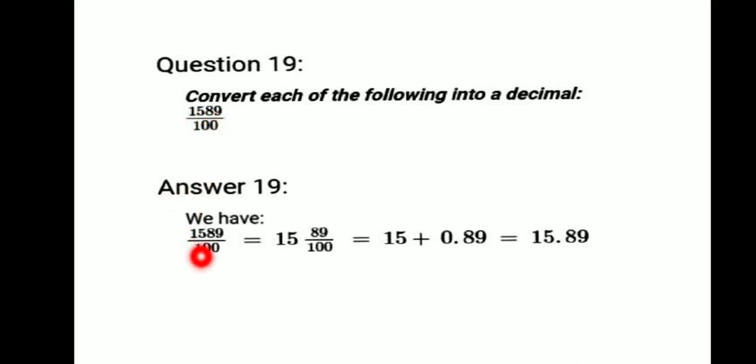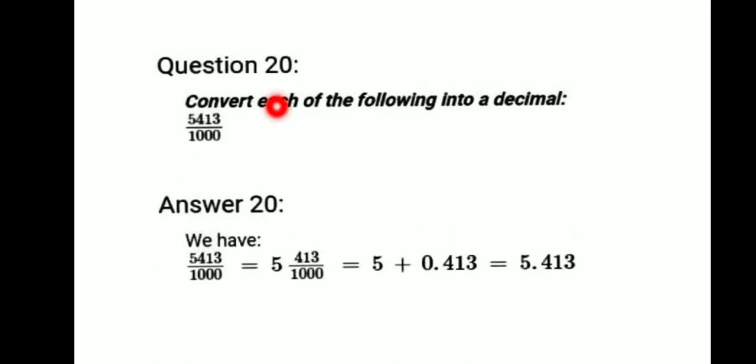1589 upon 100, and here you can place your decimal point before 2 digits as well, because here you are given 2 zeros and 100 has 2 zeros, so according to the 2 zeros you can place your point before 2 digits. So place your point before 2 digits and you will get your answer easily. Write the number which is given in the numerator place, the number is 15.89. 15.89, and you can place your point according to the zeros, before 2 digits. Put your point, and you can get the answer directly. Next question number 20, convert each of the following into decimal.